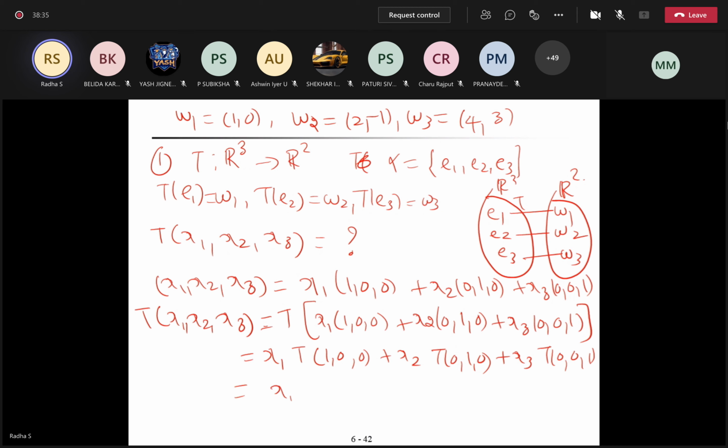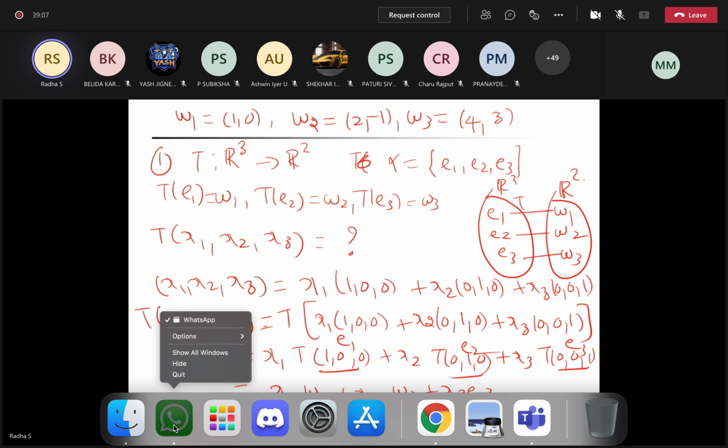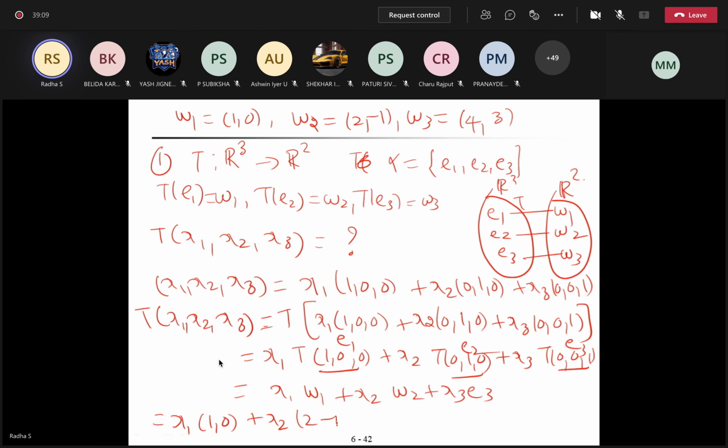So what is T of 1, 0, 0? It is E1, right? This is E2, this is E3. So what is T of E1? It is given already, right? It's W1. T of E2 is W2. So that is x1 into 1, 0 plus x2 into 2, -1 plus x3 into 4, 3.